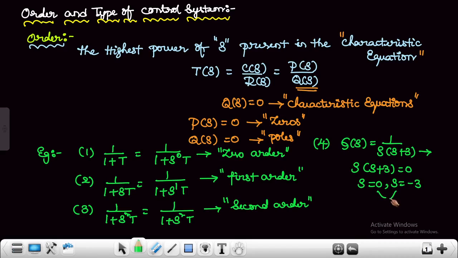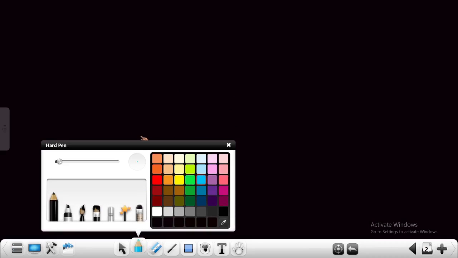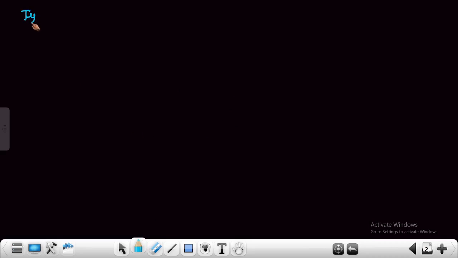So these two are called the poles of the transfer function. Like this you can define the meaning of the order of the system. Next we are going to see what the type of the system is. Let us take the meaning of the type of the system.